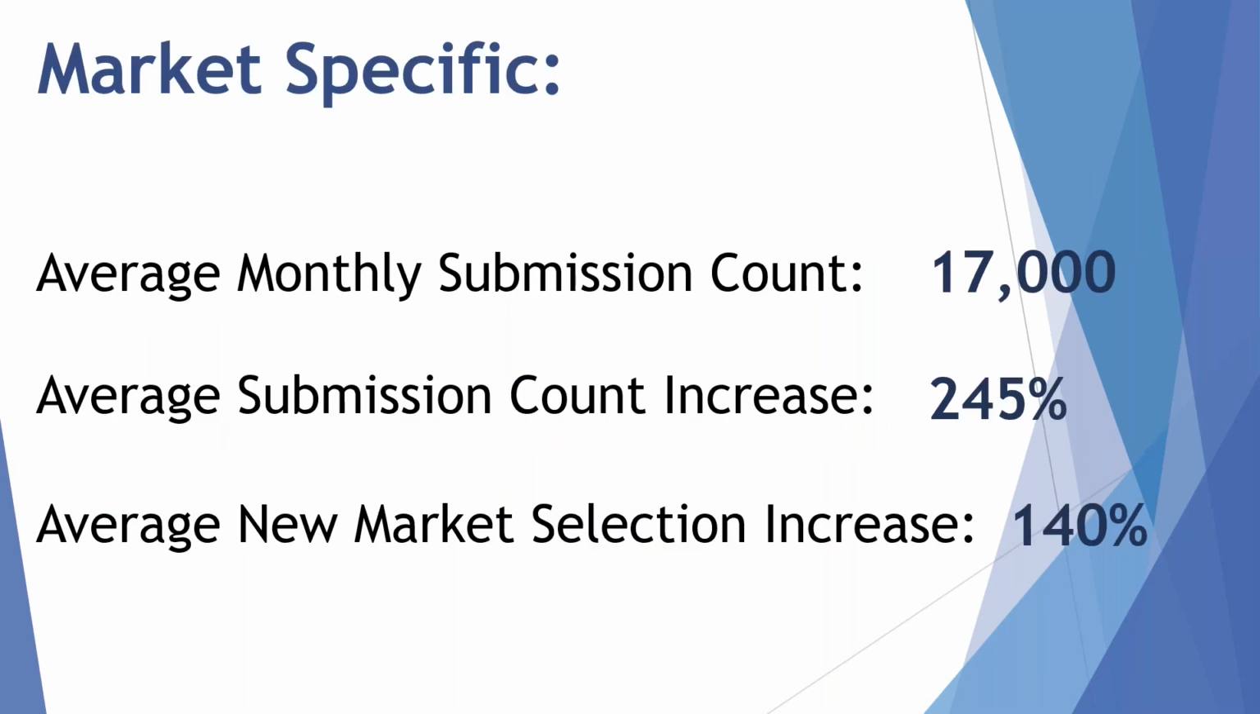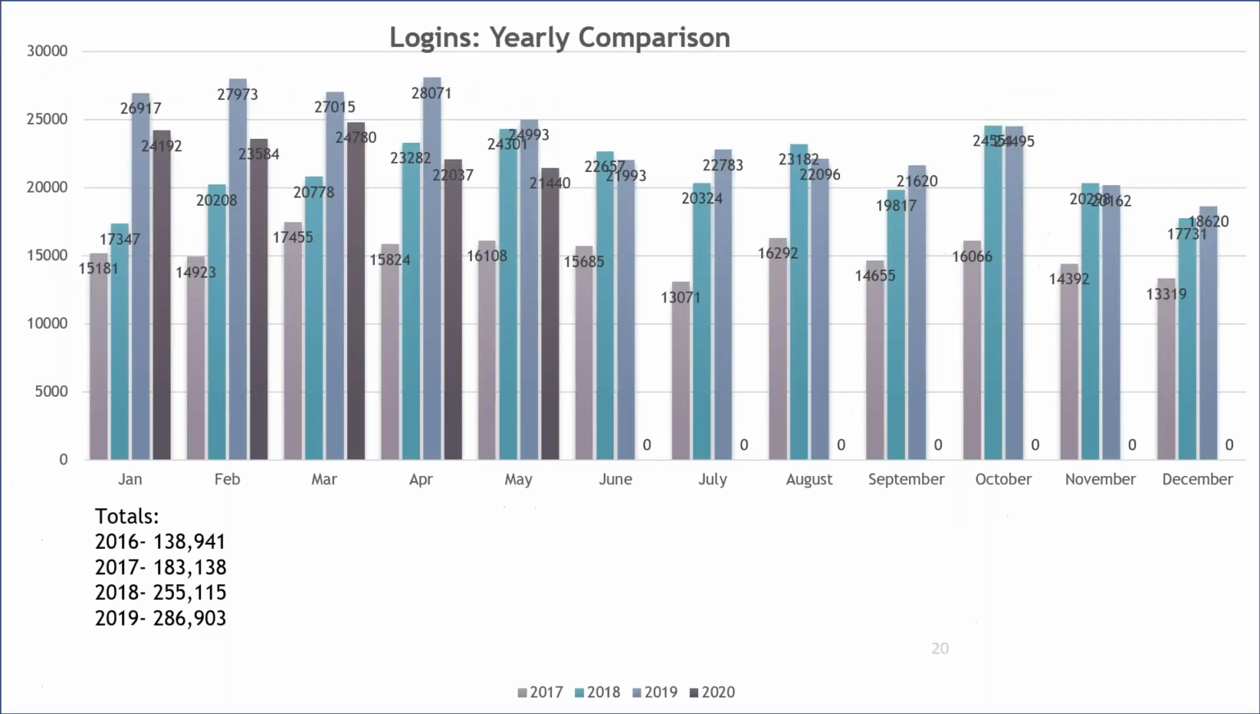For market specific, average monthly submission count, like I mentioned, is 17,000, increased about 245%, and new selection increased 140. I already mentioned that. But here's kind of a breakdown. So this is actually year by year since 2016, just to give you an idea of what the last 4 years have looked like. Last year we had a huge uptick, a lot of folks coming on board, a lot of API builds concluded over the last year from actually end of 2018 all the way through 2019.